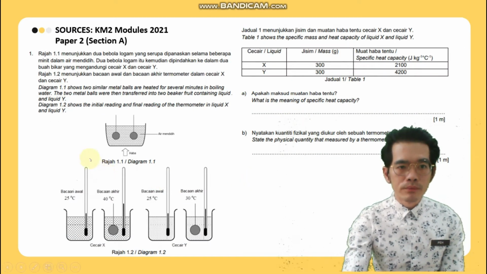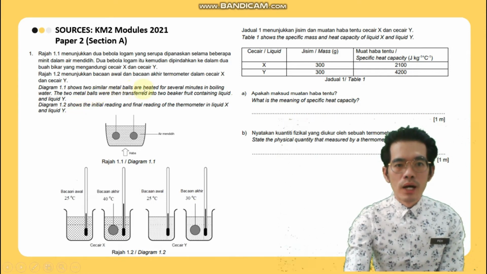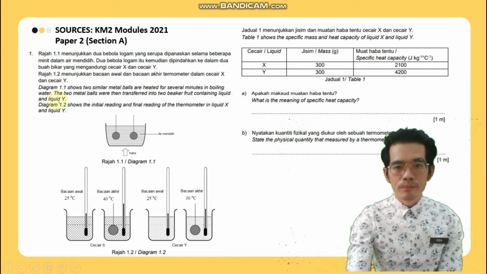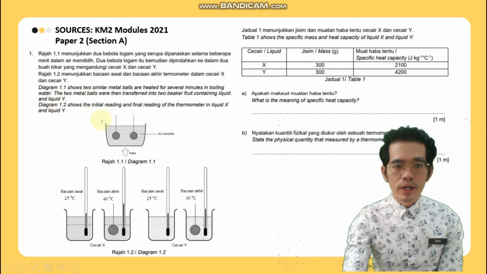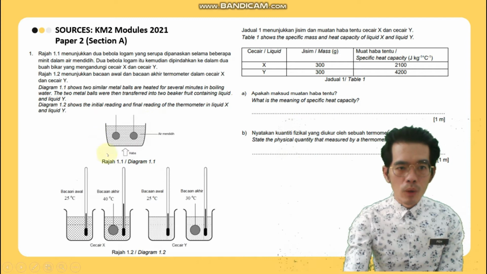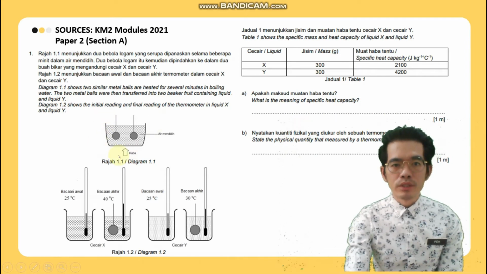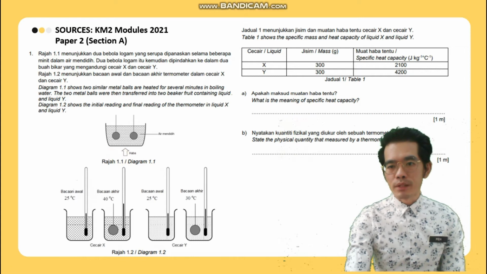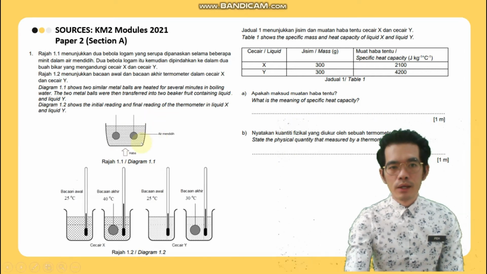Let us read the question together. Diagram 1.1 shows two similar metal balls heated for several minutes in boiling water. The two metal balls were then transferred into two beakers containing liquid X and liquid Y. You can see in diagram 1.1 that both metal balls are heated together, so we expect the final temperature of the metal balls to be the same.